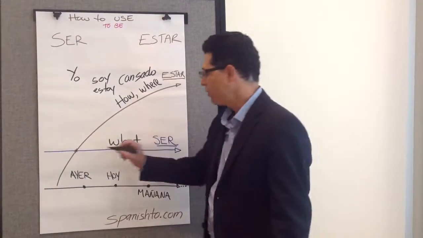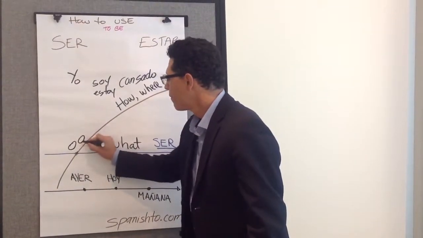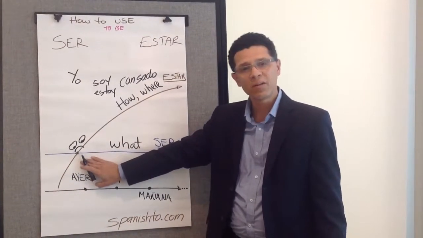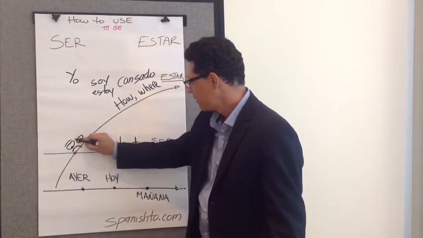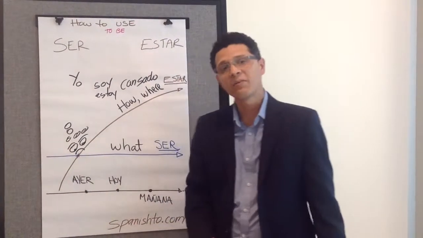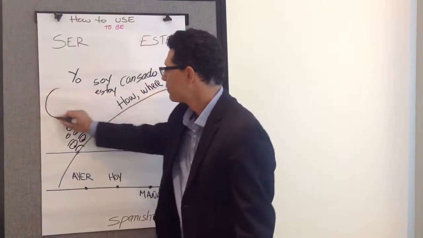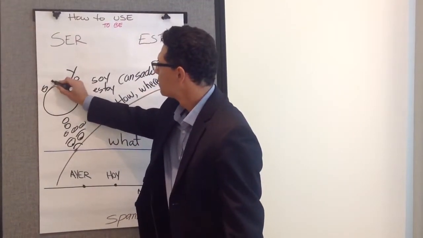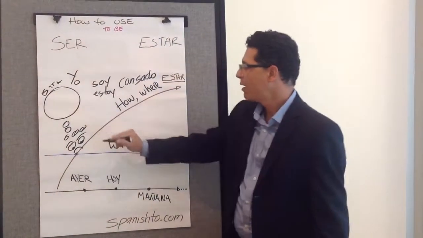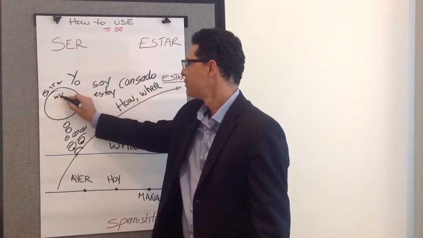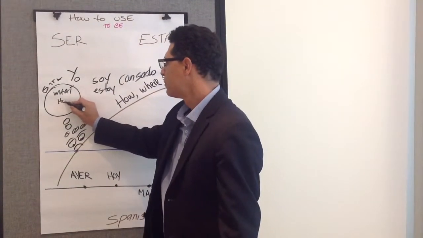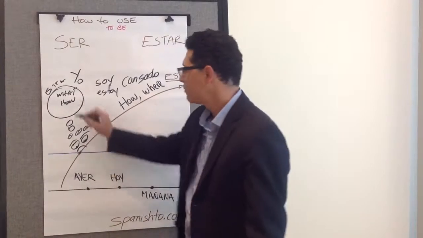So let me show you how to think. So you are in this intersection, you are a little bit confused. Then you start to think. Is it a what? Is it a how? Or is it a where?